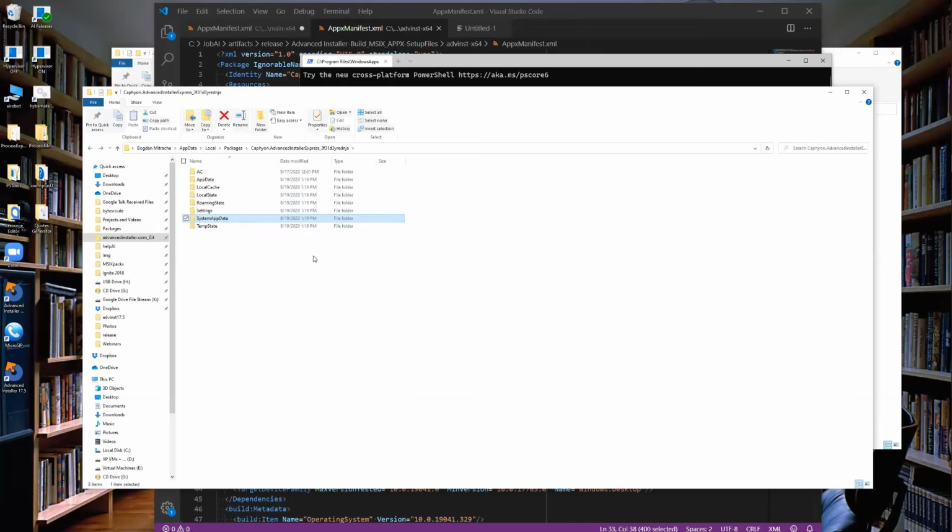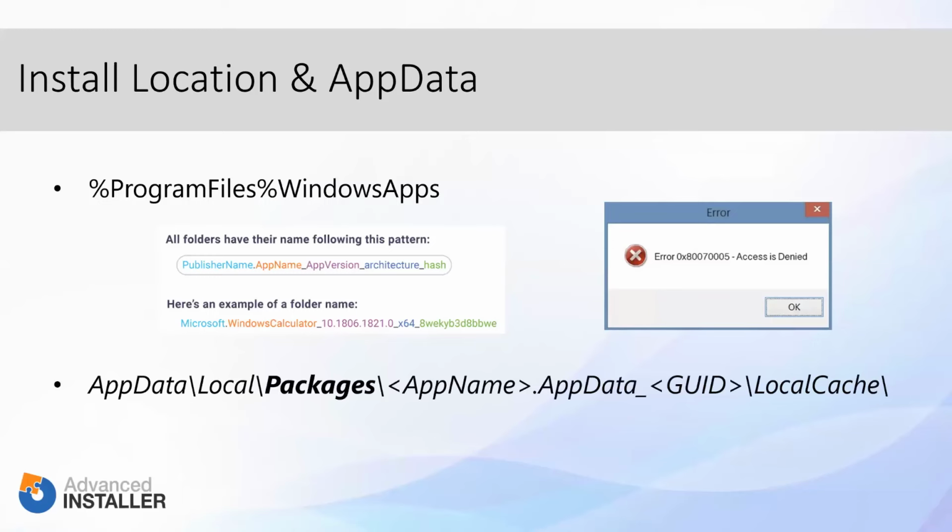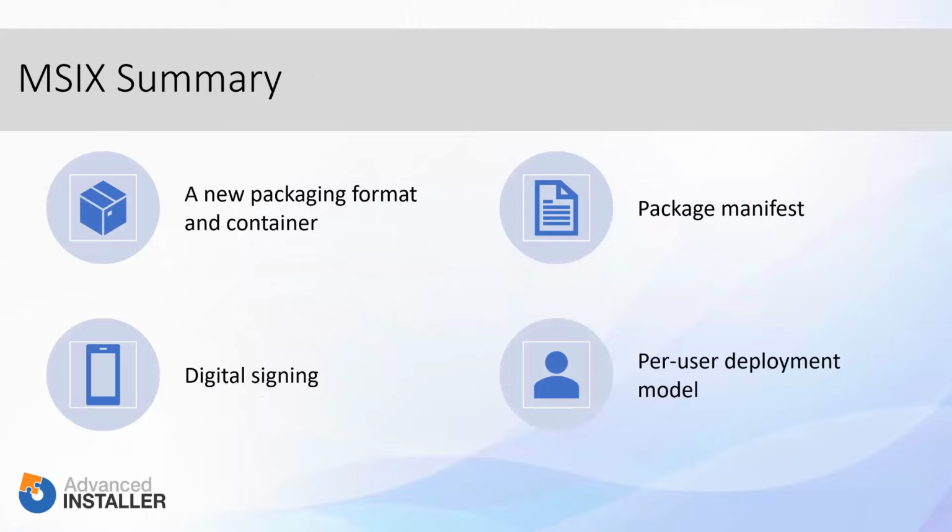Okay, now let's have a quick recap of what we've talked about today. So MSIX brings you a new packaging format supported by a lightweight container that performs file and registry virtualization for your app, ensuring a cleaner machine for every user that installs the application. The package manifest contains all the vital information that your package has and needs to interact with the operating system. And of course, digital signing is now mandatory for all packages.